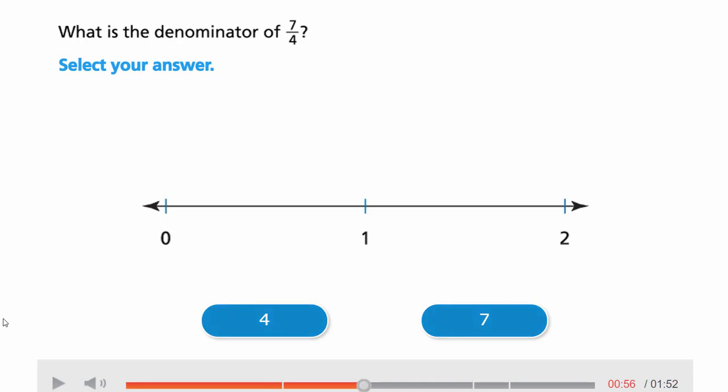What is the denominator? The denominator is 4. Yes, the denominator is 4 because the number on the top is the numerator. The 7 is the numerator, and the denominator, remember, D, down. The denominator is 4. So, thank you, my hero. So, my heroes, let's continue the video.